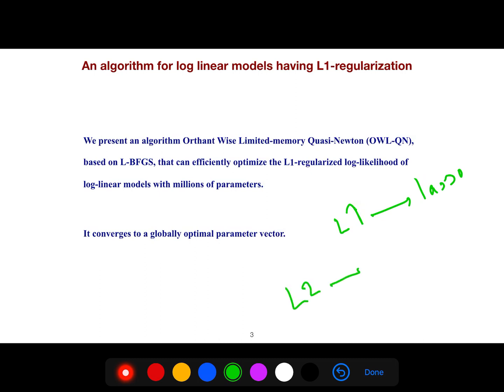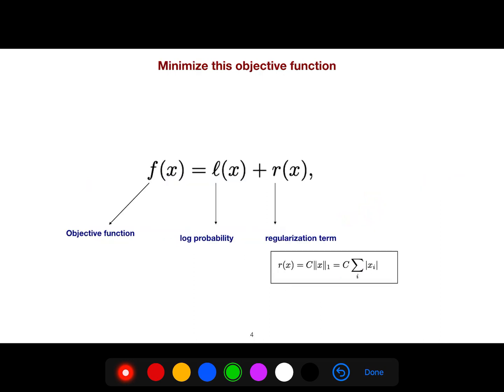And L2 is very simple, but L1 is better in the sense that it can produce sparse results, which is really good. We can even use it for explainability, because you have a few factors that are important instead of thousands or millions of variables, and you obtain them. And this article proves that it converges to a global optimum parameter vector.